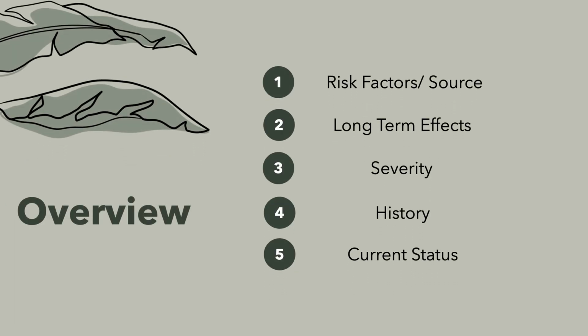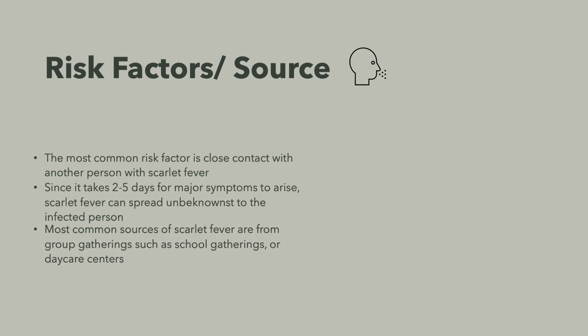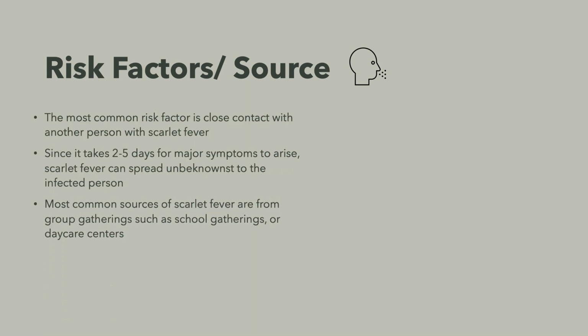For part 2 of the scarlet fever presentation, I'll be talking about risk factors, source, long-term effects, severity, history, and current status. Risk factors. The most common risk factor is close contact with other people with scarlet fever. Since it takes 2 to 5 days for major symptoms to arise, which is the incubation period, scarlet fever can spread unbeknownst to the infected person, like COVID-19.